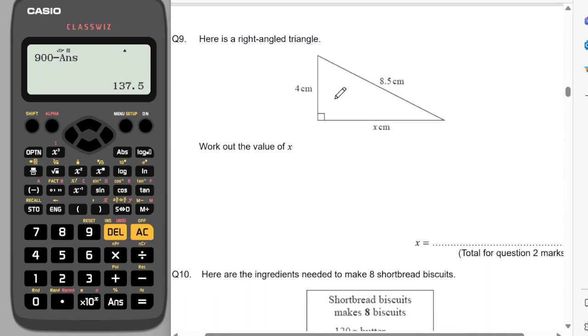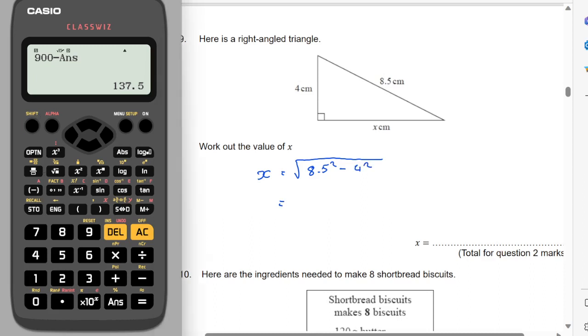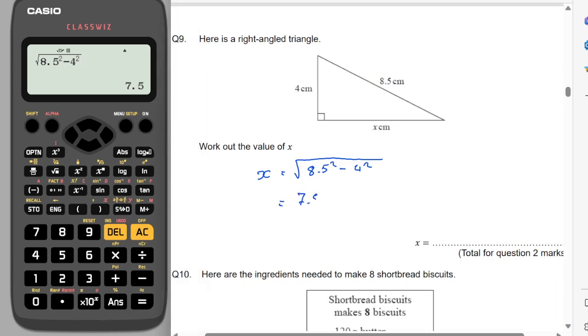Question 9. Here is a right angle triangle. Work out the value of x. So we're using Pythagoras to find the shortest side. So x is going to be equal to the square root of the hypotenuse, 8.5 squared, minus the shortest side squared. So that's going to give me my value. I'm going to type it in like that. Square root of, no, not cube root. Square root of 8.5 squared minus 4 squared. And that gives me 77.5.